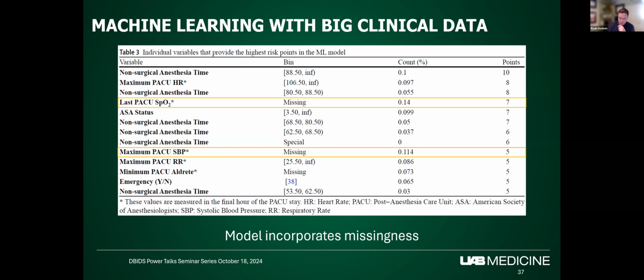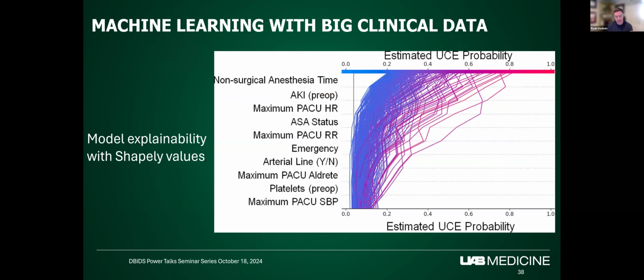So like I said, the explainability was a really important piece to this. And this is something called Shapley values. Using Shapley values, we were able to estimate these trajectories for each individual patient. So this is ranked by the contribution to their probability.